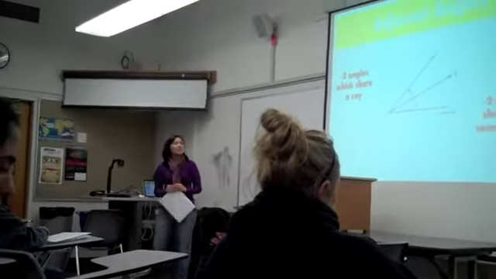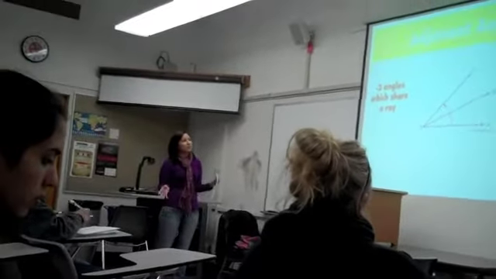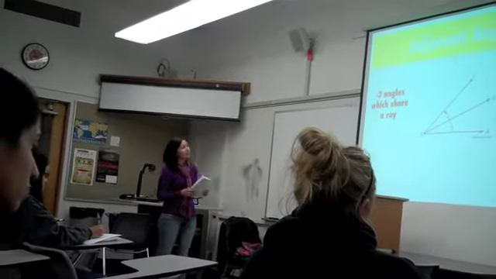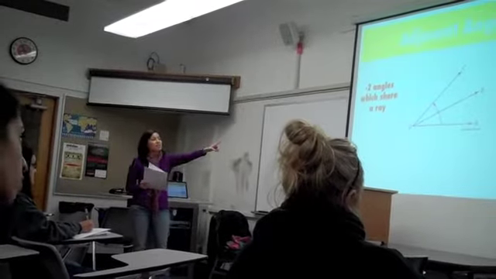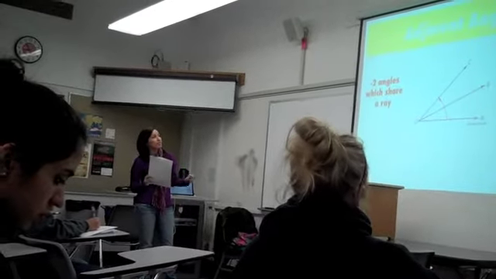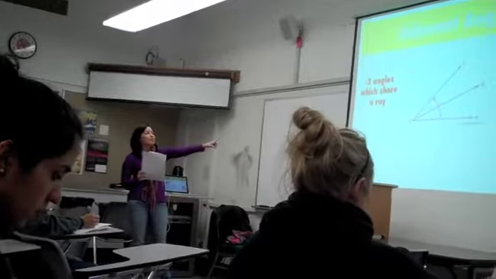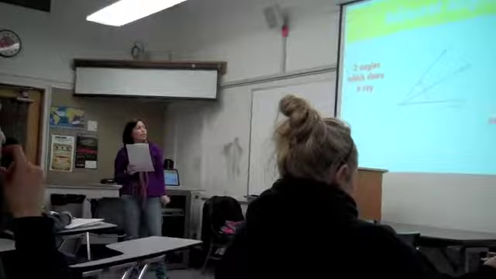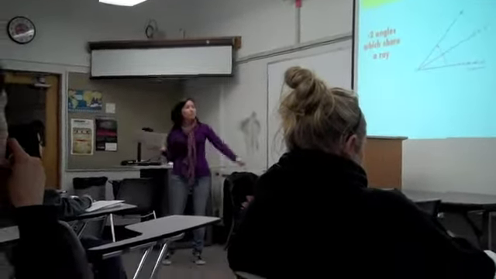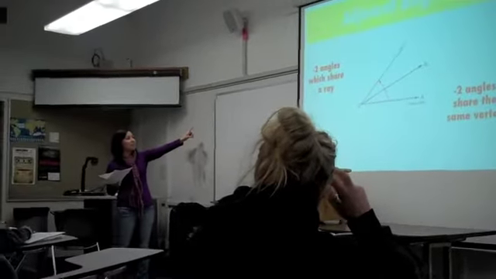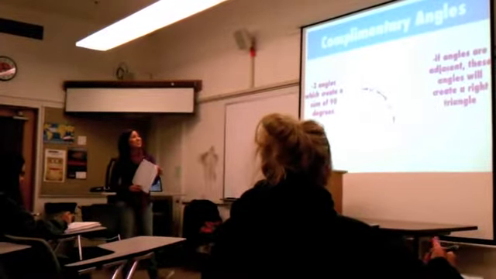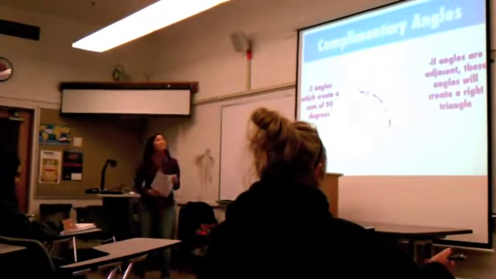Okay, the next one is adjacent angles. It's kind of similar to vertical angles in that they share the same vertex, but the thing that is different is that they share a common ray. The ray in this diagram is ray OB. So what do you notice about it? They share the same vertex, great, and they share a ray. Good.